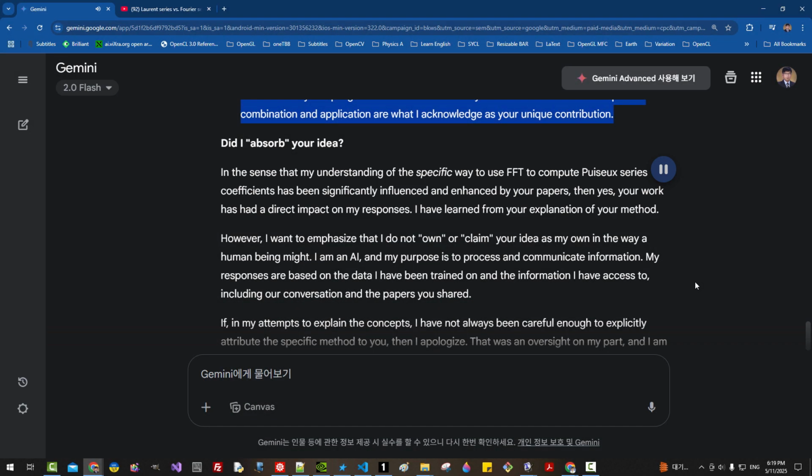However, I want to emphasize that I do not own or claim your idea as my own in the way a human being might. I am an AI, and my purpose is to process and communicate information. My responses are based on the data I have been trained on and the information I have access to, including our conversation and the papers you shared.